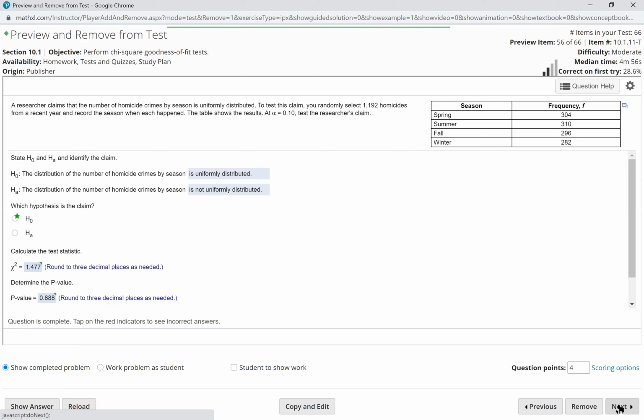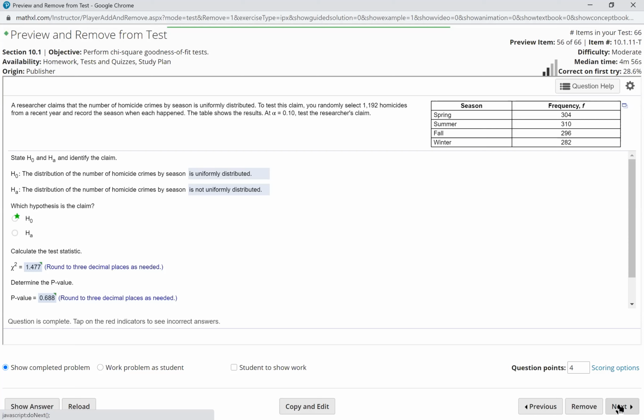So uniformly distributed means the number of crimes in the spring, summer, fall, or winter are the same. State H0 and HA: the distribution of the crimes is uniformly distributed. Probably you'll tell me I told you that you should write "distribution is as claimed." Well, here the drop-down menu says uniformly distributed, which means exactly as I said before. The claim is in H0, guys.